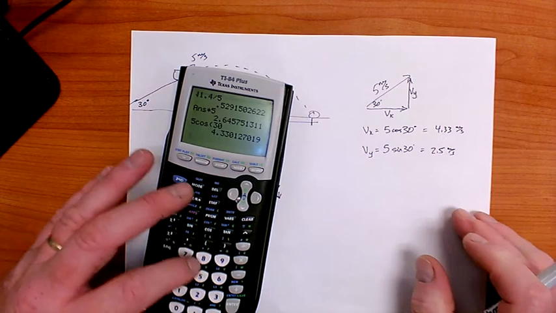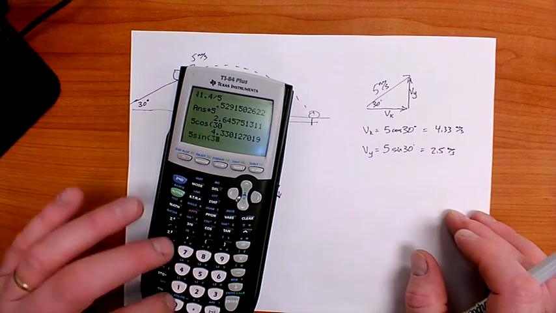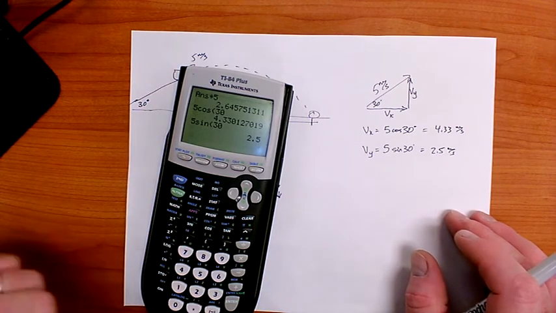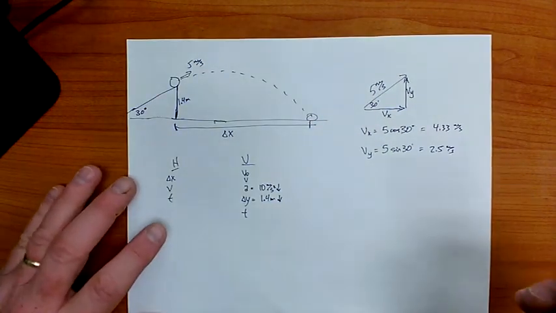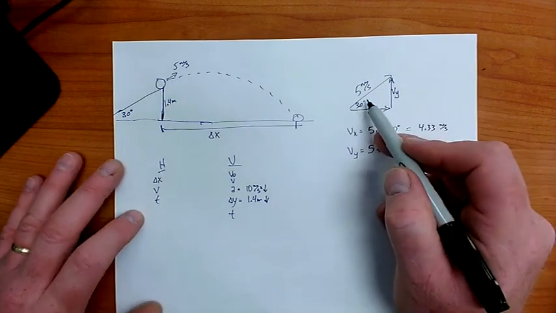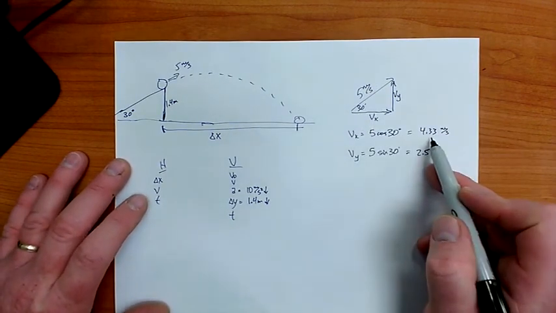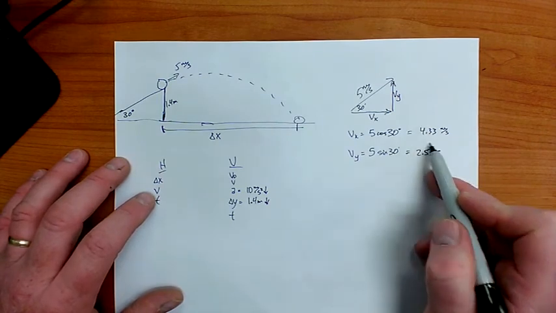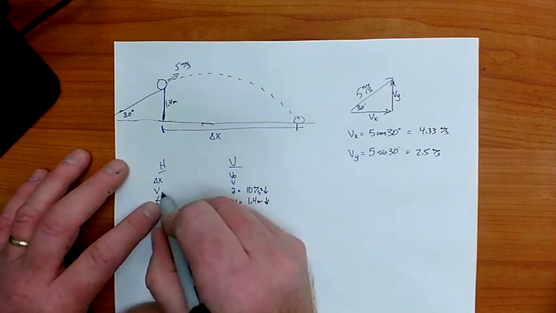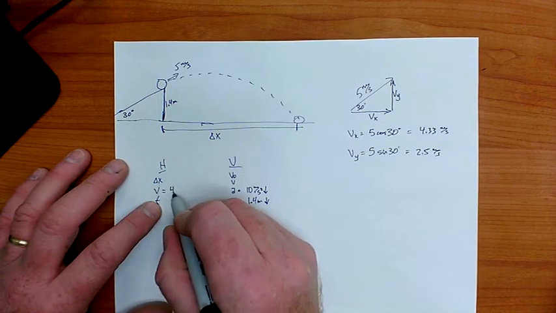Just to double check, because sometimes I make mathy mistakes, 5 sine 30 is in fact 2.5, so we're good to go there. Now, the key here is once I found these components, Vx represents my horizontal starting velocity. But because the horizontal velocity is constant, this is my horizontal constant velocity. So on the horizontal, I'm going to put the 4.33.